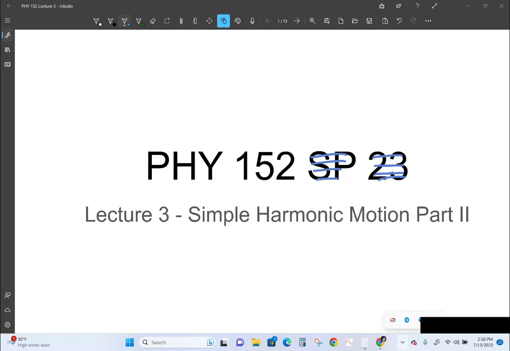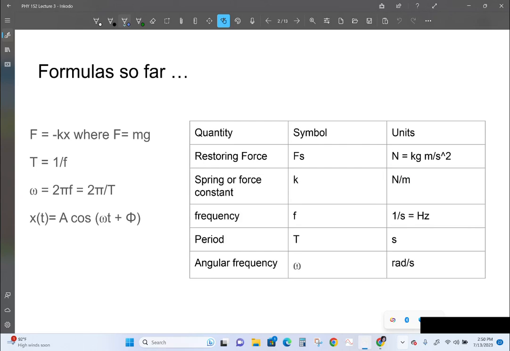Lectures on simple harmonic motion, and first we're going to just review what we know so far. We've talked about the restoring force, Fs, that's the force of the spring that acts against the mass, and the spring constant or force constant, K, which is measured in newtons per meter, frequency, which is measured in hertz, period, which is measured in seconds, and angular frequency, which is measured in radians per second.